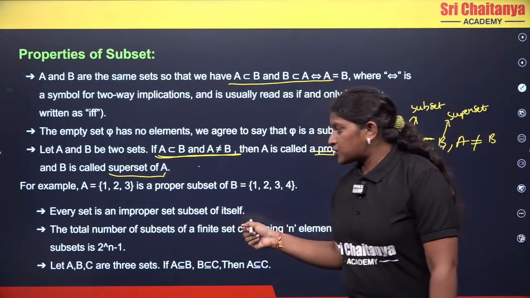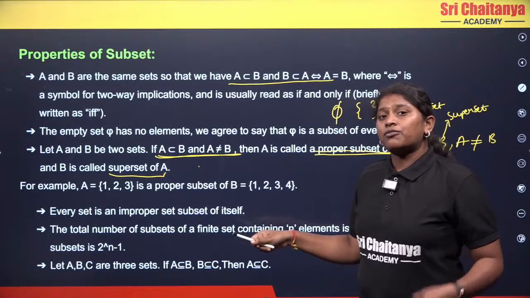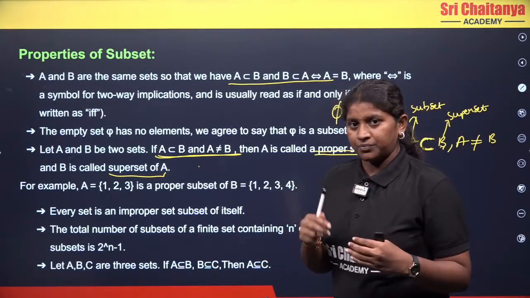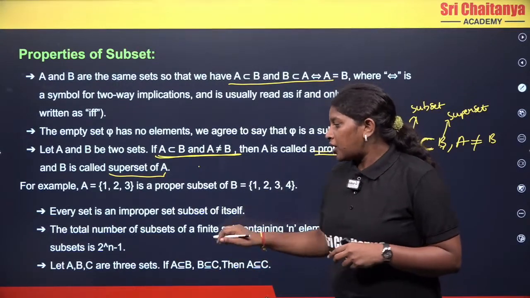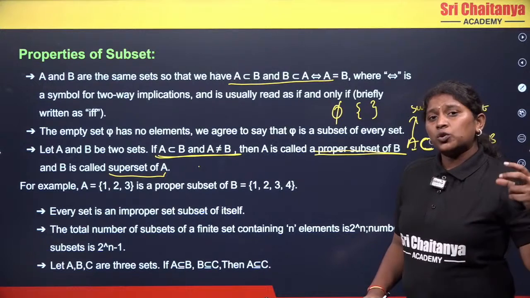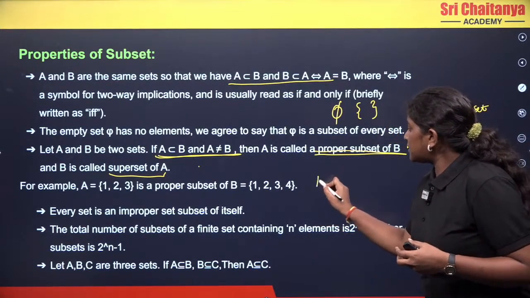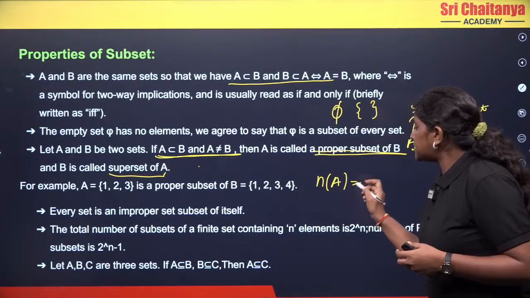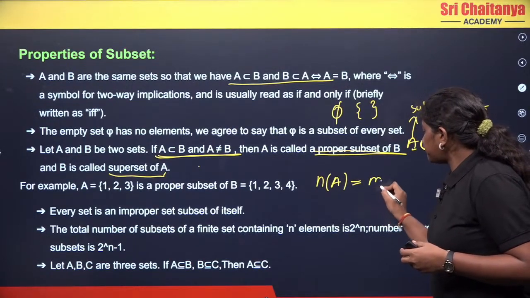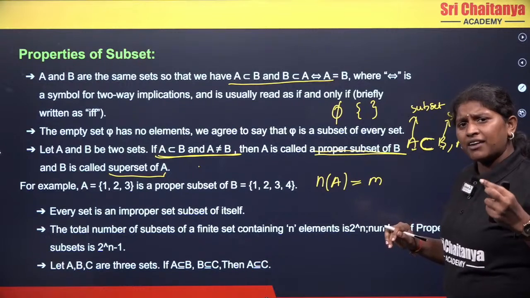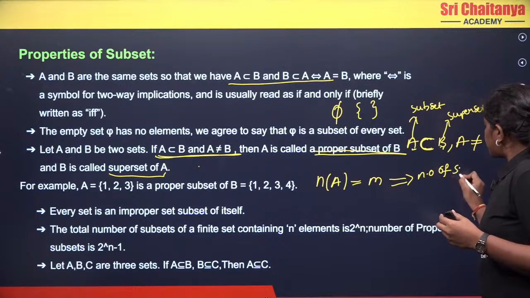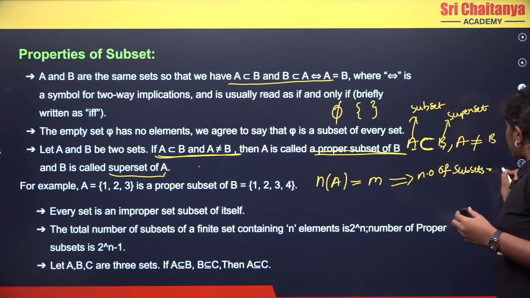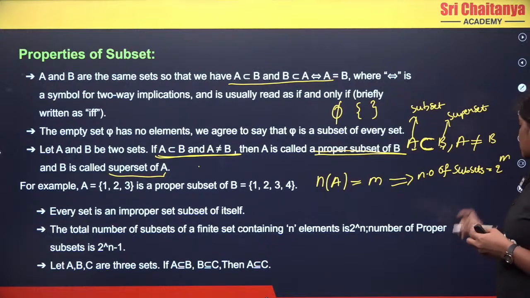Now coming to the next one, every set is an improper subset of itself. So whatever set we have, that set can act as an improper subset of itself only. Now moving to the next, how can we find the total number of subsets in a set? Consider that n(A), the number of elements in A, is m. It means in set A we have m elements, then the number of subsets will be given by 2 to the power m.